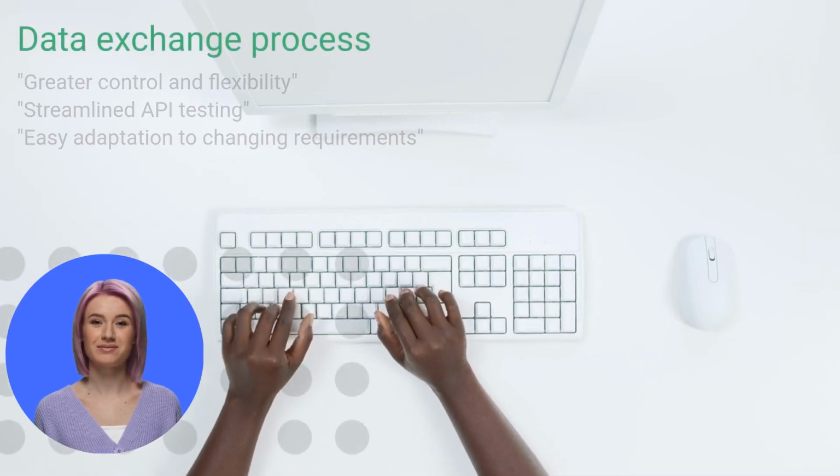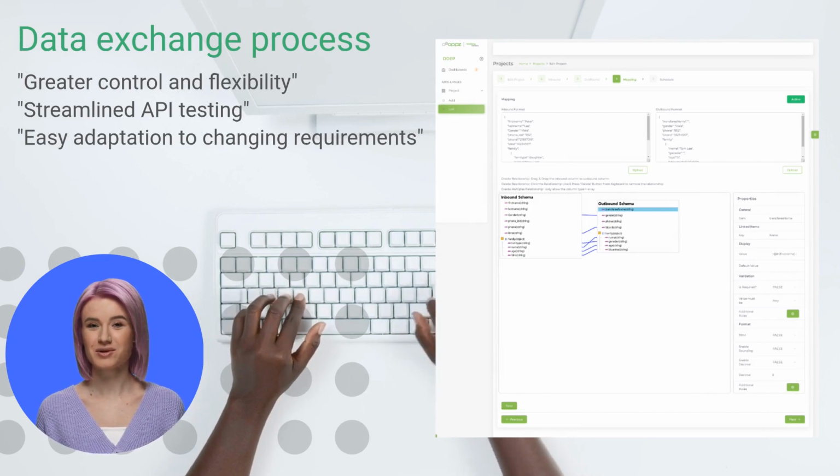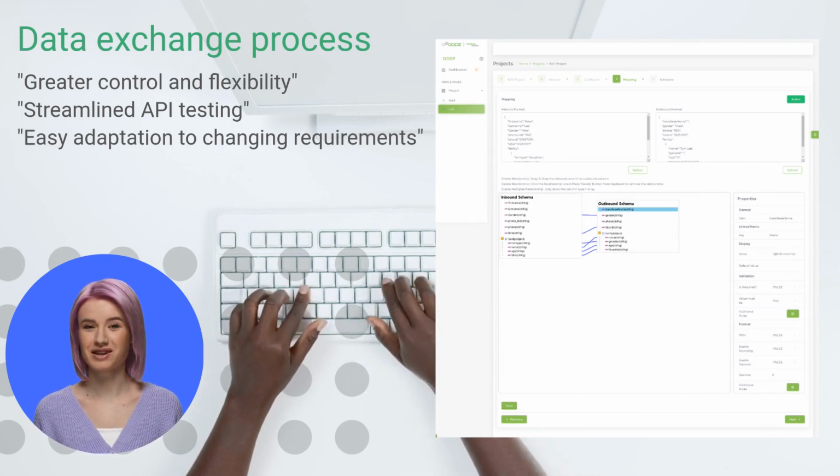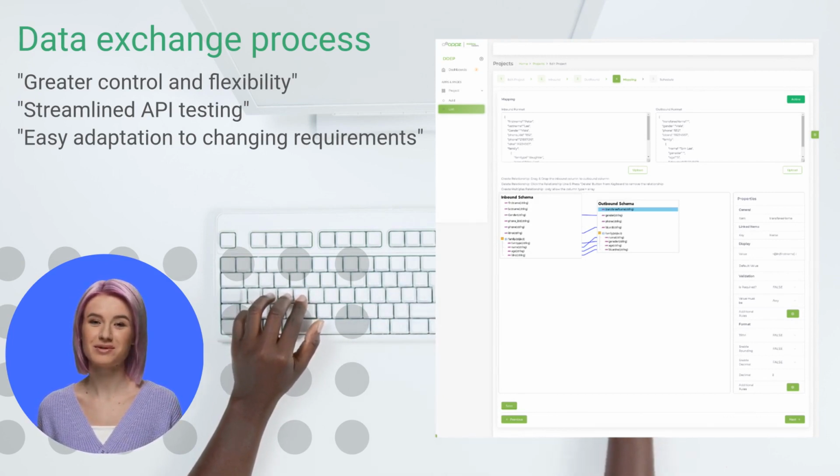DDEP offers a range of features, including user-defined mapping for common cases, dynamic rules and validation defined by users, and version control for updates to standard APIs. This provides greater control and flexibility over the data exchange process, enabling businesses to adapt to changing requirements and standards.